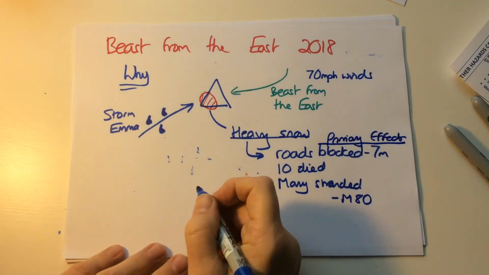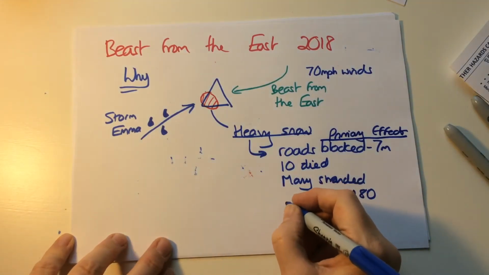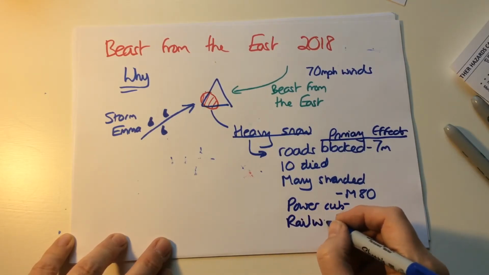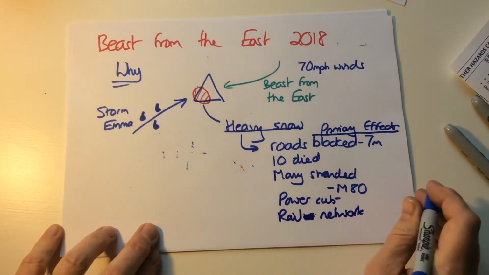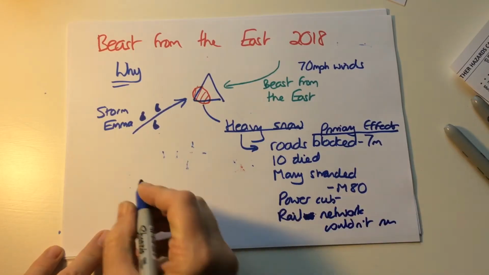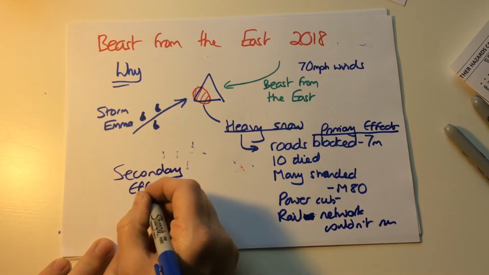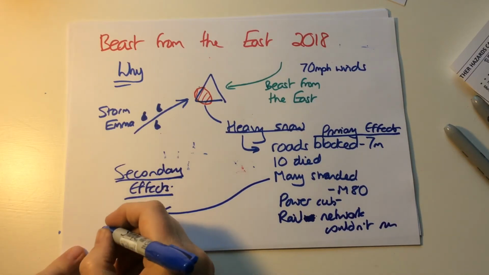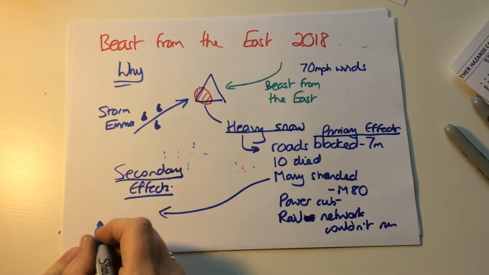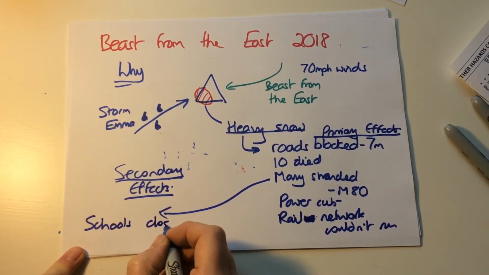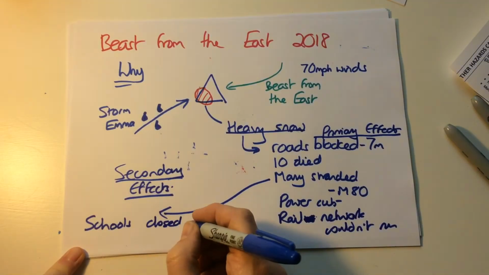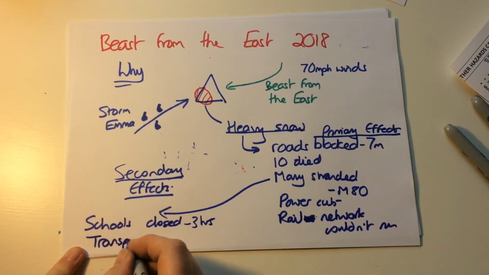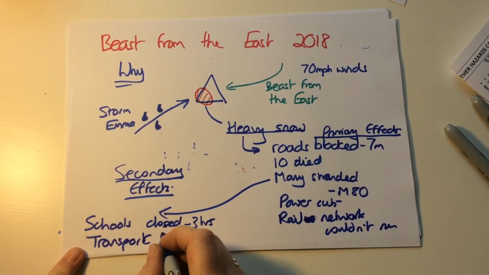Secondary effects were obviously, I should just say as well, there were power cuts. The rail network was blocked, or couldn't run. And then our secondary effects. Okay, so obviously the people being stranded is a bit of a primary and a secondary. And there were people not able to get around, schools closed, and you could link that to an impact on your education. I think for 3 hours, flights didn't run, and therefore again transport was very badly affected.